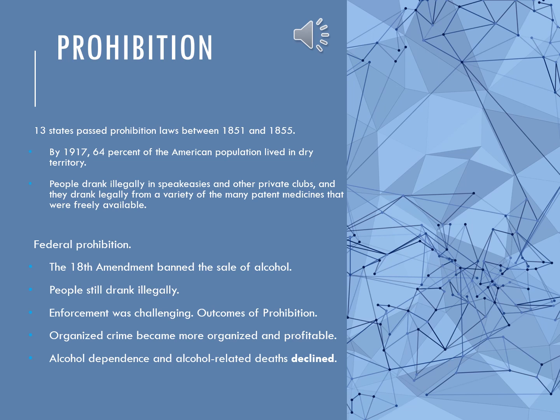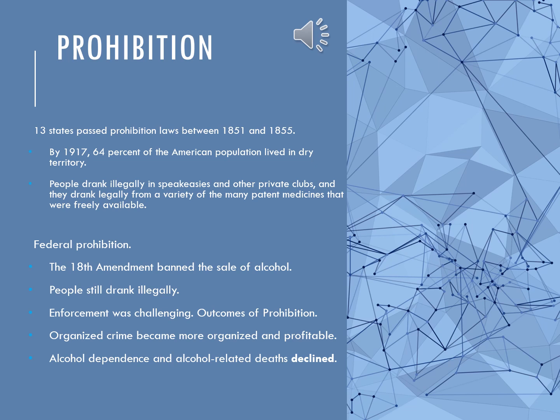But a state prohibition law did not mean that residents didn't drink. They did, both legally and illegally. They drank illegally in the speakeasies and other private clubs. They drank legally from a variety of the many patent medicines that were freely available. The vote in the U.S. House of Representatives occurred in December, and 21 days later, on January 8th, 1918, Mississippi became the first state to ratify the 18th Amendment.